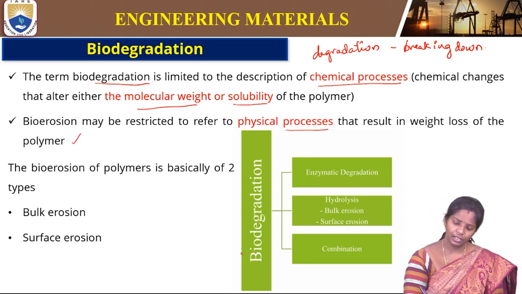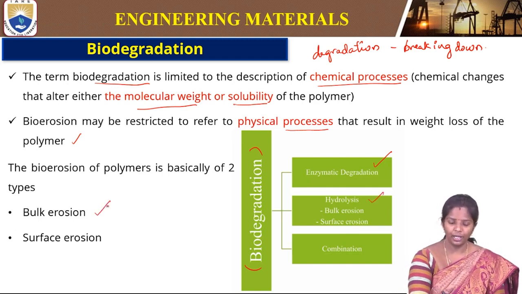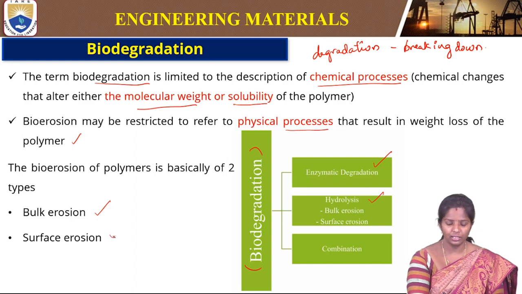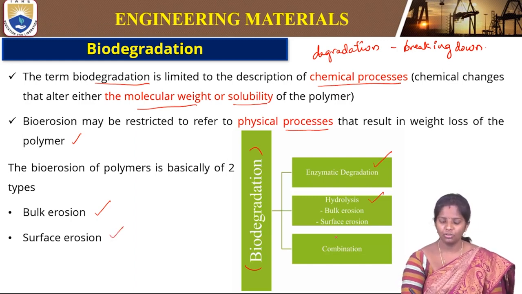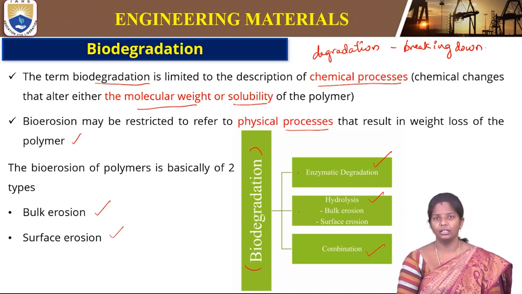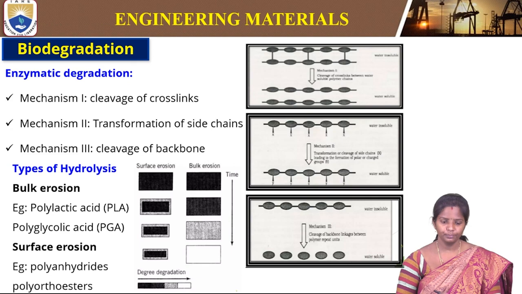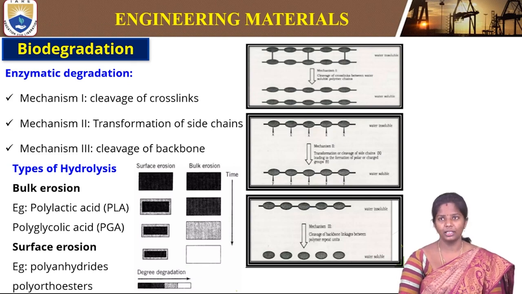A complete biodegradation occurs in three ways: enzymatic degradation, then hydrolysis, which has two different types, bulk erosion and surface erosion, and then a combination of both, enzymatic and hydrolysis. So these are the three different methods by which polymers degrade into the matrix. So what is enzymatic degradation?